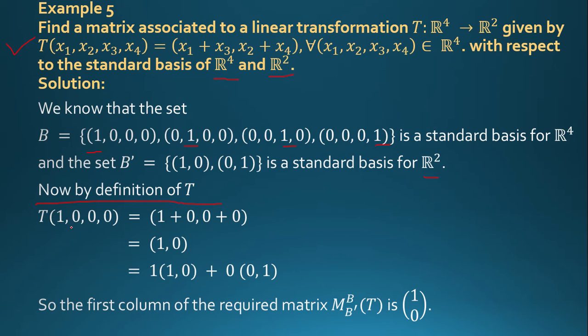Now definition of T: T of (1, 0, 0, 0) is equal to addition of first and third, which is first component 1 plus 0 is equal to 1, addition of second and fourth 0 plus 0 is equal to 0. So 1 into (1, 0) plus 0 into (0, 1). So we get the first column of the required matrix: 1 and 0.